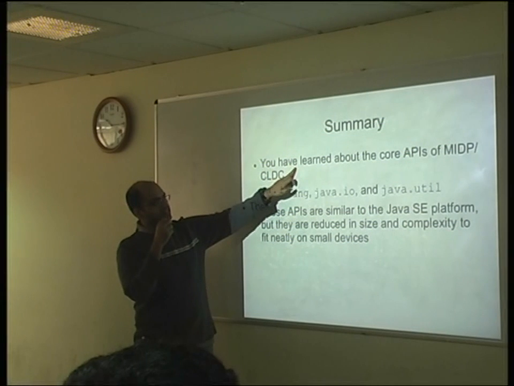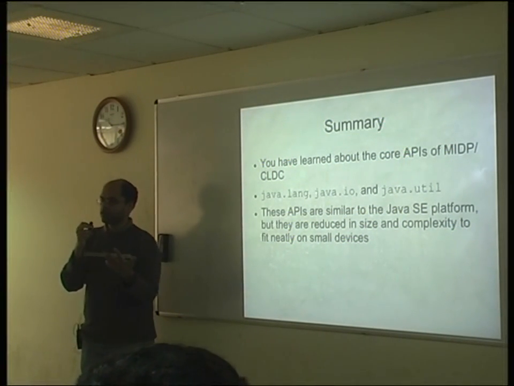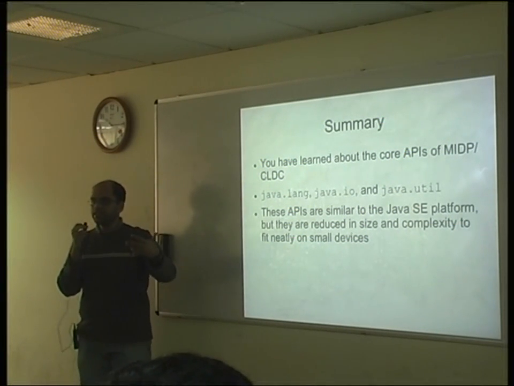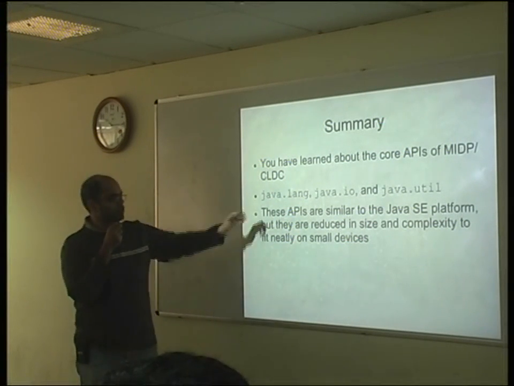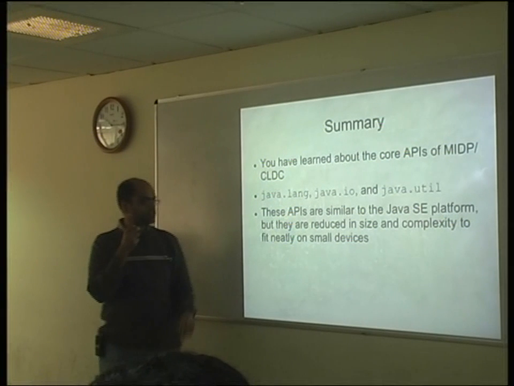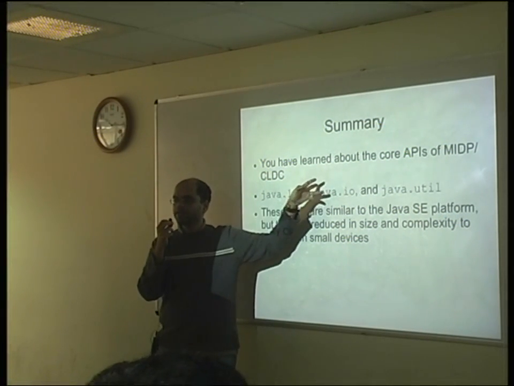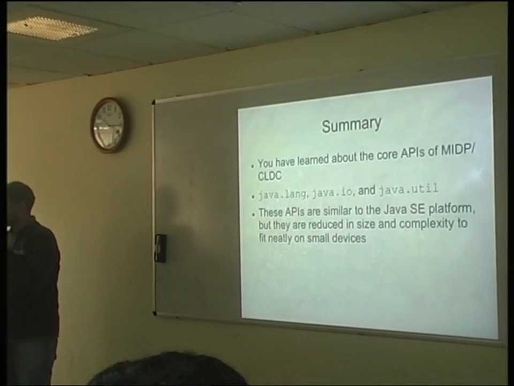So these are the 4 APIs of MIDP. After this, I think you can write your first program, the Hello World program. I would recommend you download the SDK and write the Hello World program. I will also post the assignment that I talked about. All of these things are available: language, IO, utilities. Most of the APIs you will see are similar to the standard ones, but there are some differences. So any questions about this?